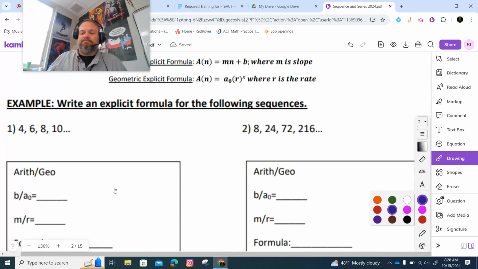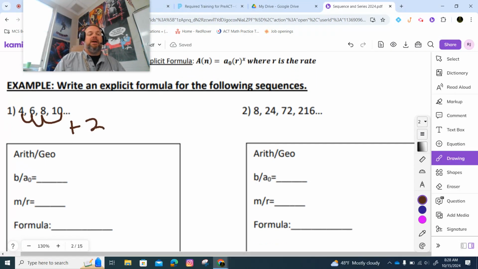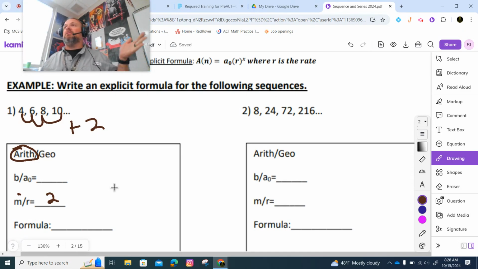All right, so let's look at this one. I say too easy. You're like, yeah, it's easy for you. All right, this goes 4, 6, 8, 10. What are we doing each time? We are adding 2. Okay, so this is arithmetic. My M is 2. I don't have to circle M. It's already implied that it is M because it's arithmetic.